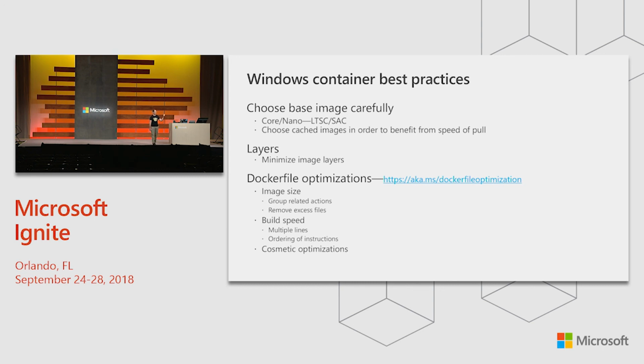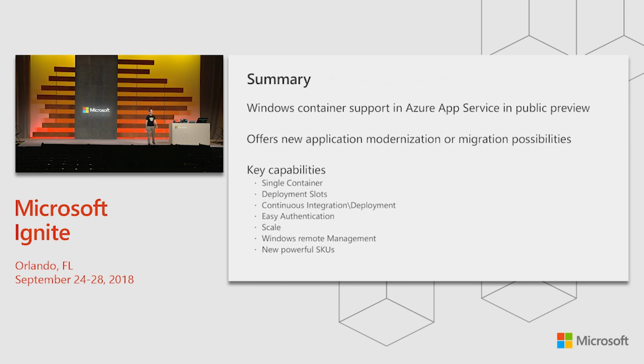Group-related actions, which is what I did with the PowerShell. Remove excess files, we did that. Build speed. Your Docker build will be slower depending on how detailed that Docker file is. So if you can split it into multi-build or you can combine it all in one process, then off you go. Ordering of instructions has an impact on your Docker file. And then there's cosmetic optimization. So you can label each layer so that you can see what's going on when you do a Docker build and make changes.